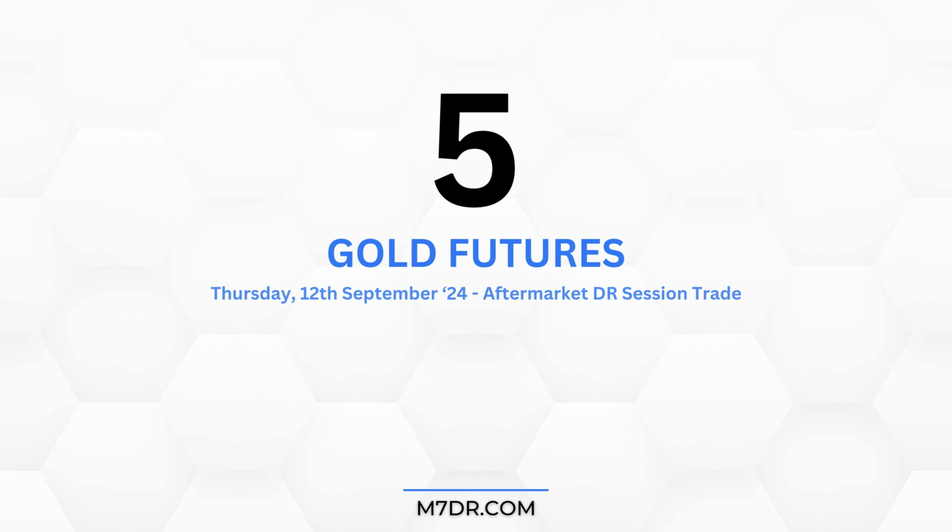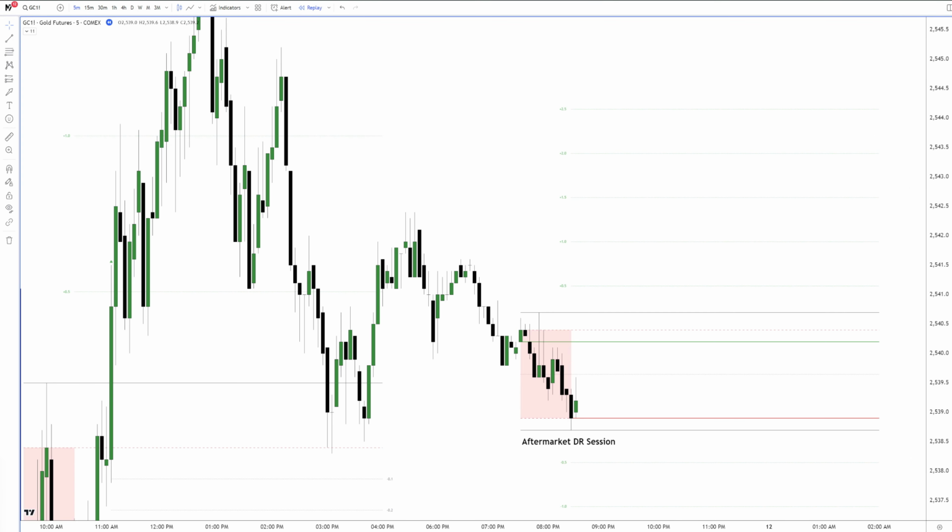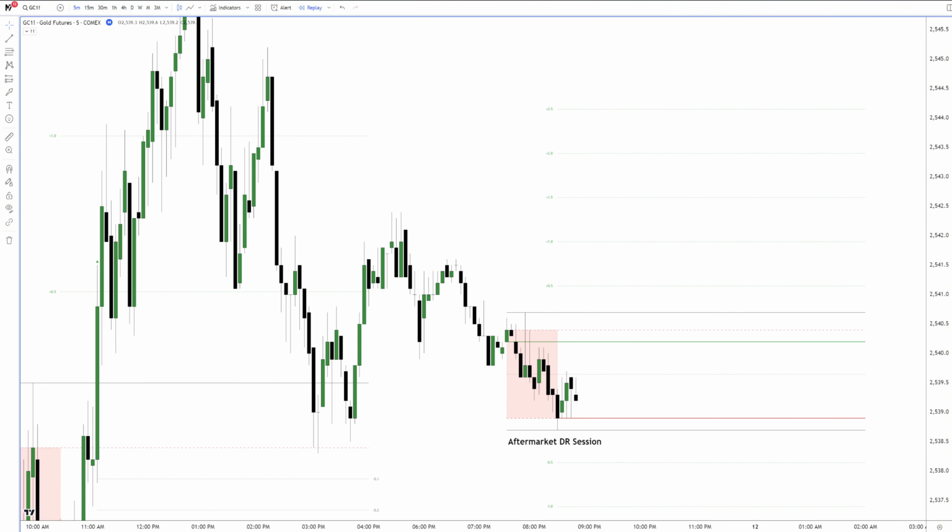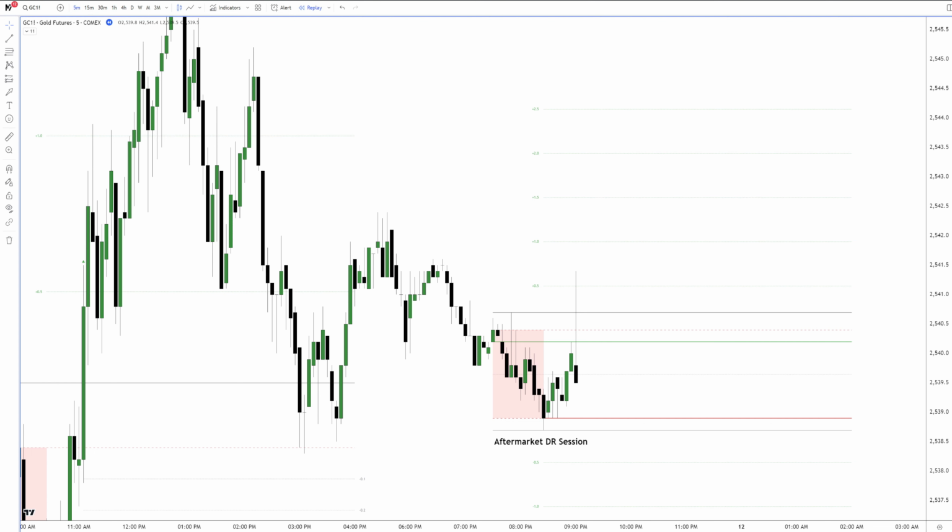Number 5, gold futures market, Thursday aftermarket DR session trade. Let's have a look into the Thursday aftermarket DR session in gold. The session begins with the ADR forming a red DR box. After the box formation, we notice that price rejects the closing price decisively and doesn't show any intention of breaking below it. Price then pushes higher and confirms longs with a higher probability for the session with the 9 p.m. candle. By this time, the plus 0.5 SD level has already been reached with the confirmation candle.